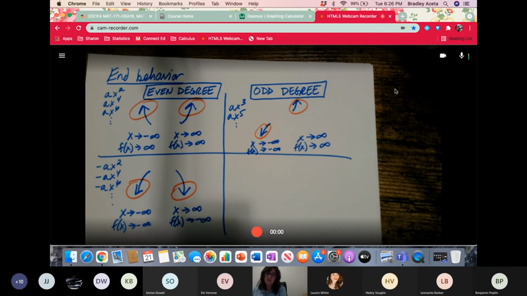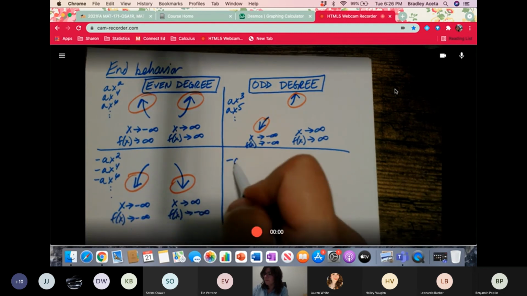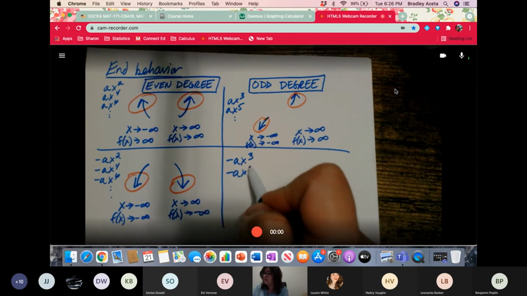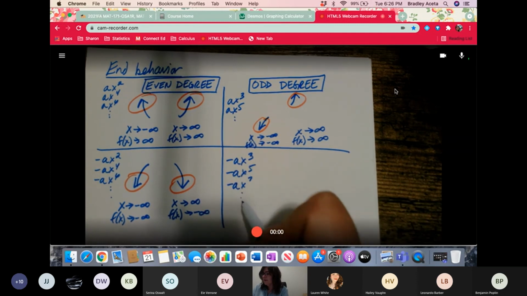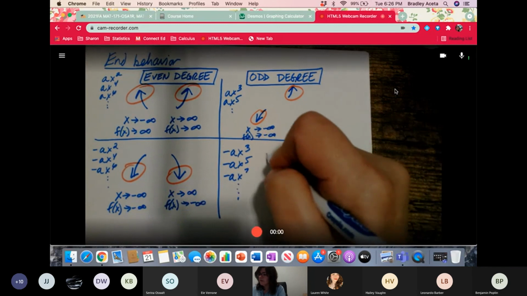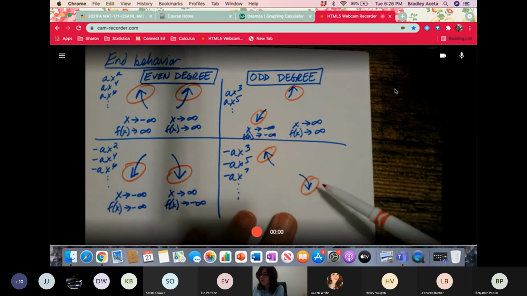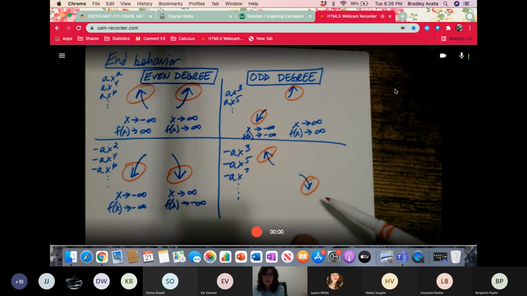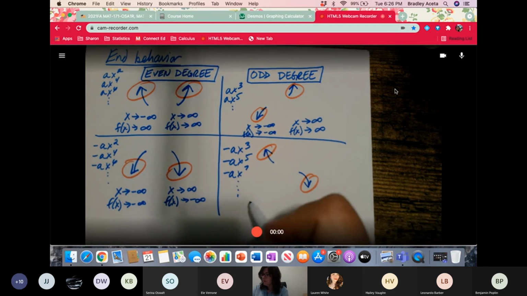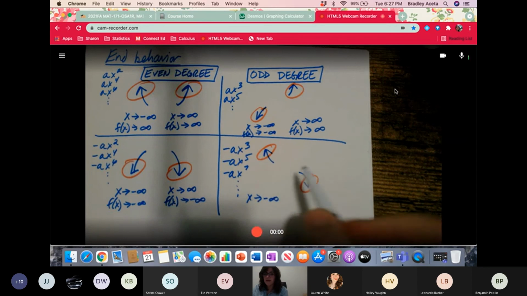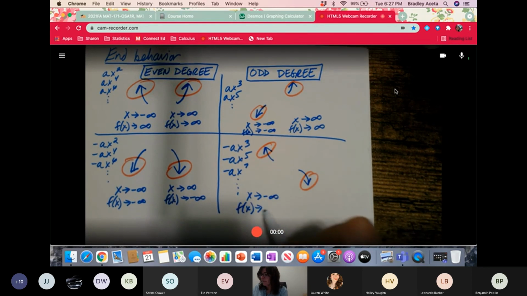What happens if we put a negative in front of the a? Negative a x cubed, negative a x to the 5th, negative a x to the 7th, on and on. Well, we know what happens. We're just going to switch. My ends on the left of the graph will start up, but it'll go to the right and fall down. So as x becomes more and more negative on this side, f of x becomes positive. And as x becomes more and more positive, f of x becomes more and more negative.